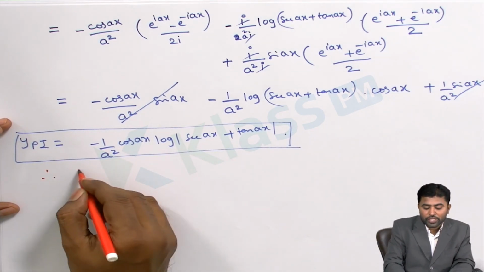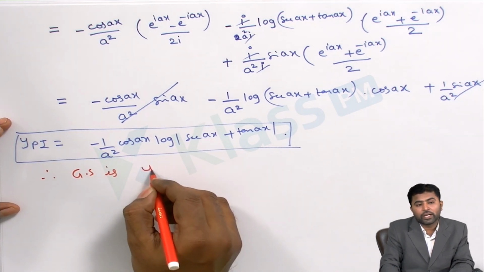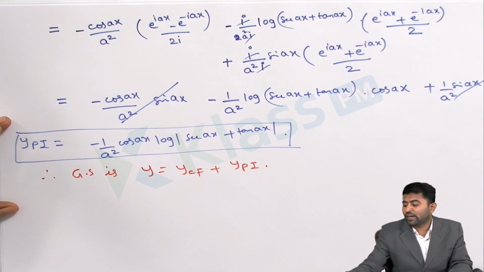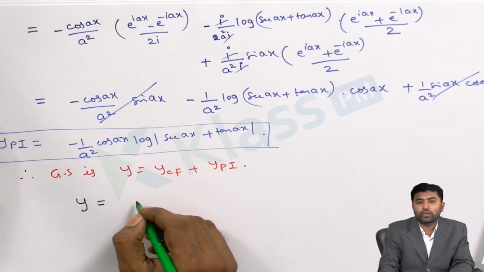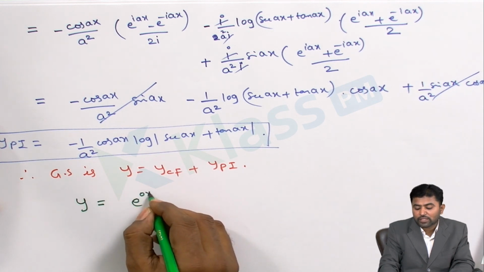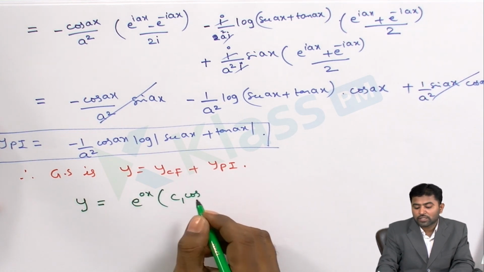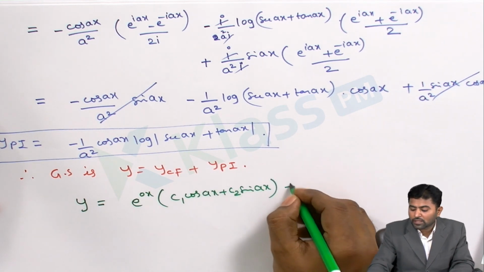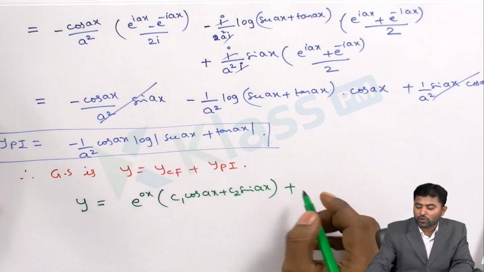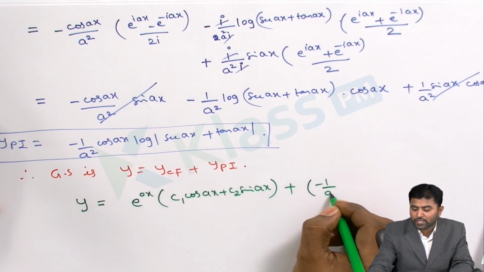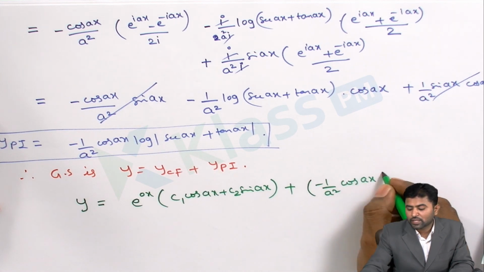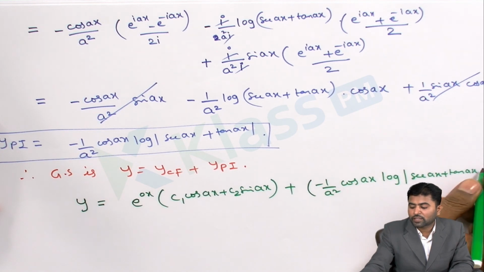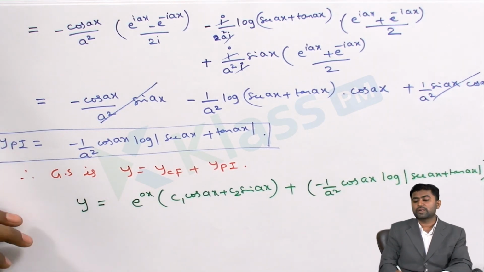Therefore the general solution is given by y is equal to ycf plus ypi. And ycf, what we got is e power 0x into c1 cos ax plus c2 sin ax, plus the particular integral ypi, which we got as minus 1 by a square cos ax log mod secant ax plus tan ax. This is the general solution.